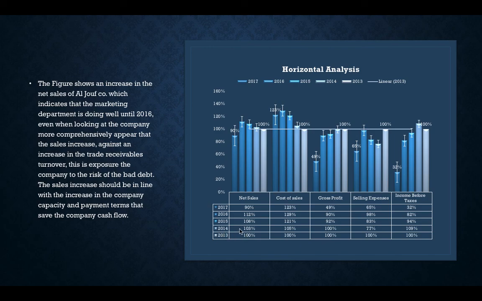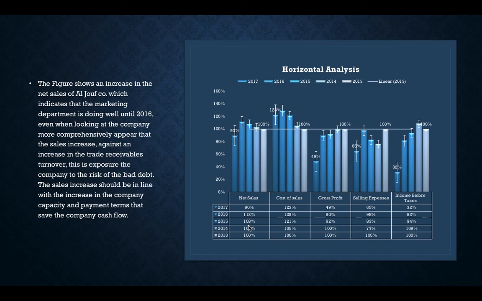We divide the sales of the year by the base year. If we divide the sales of 2014 by the sales of 2013, we find there is an increase of 3%, 2015 is 8%, 2016 is 12%. Okay, there is a drop in 2017. But this means we have a growth rate, we can say this.